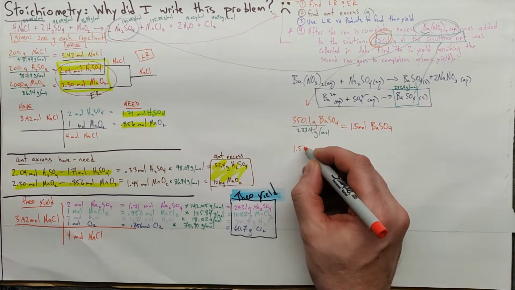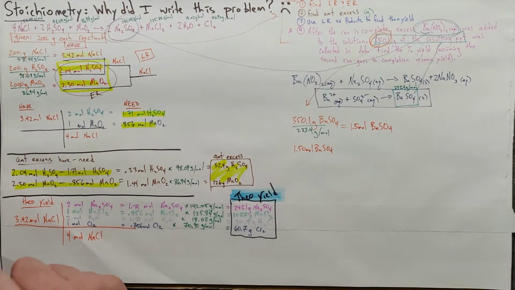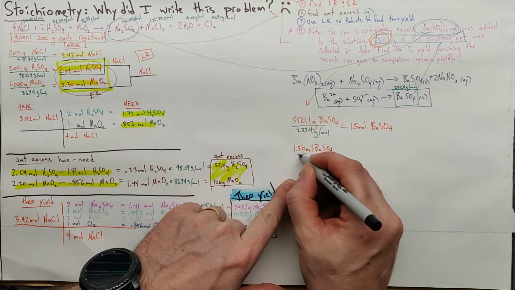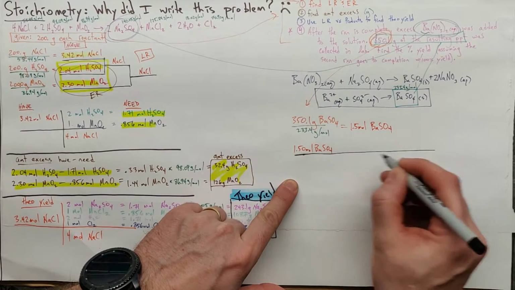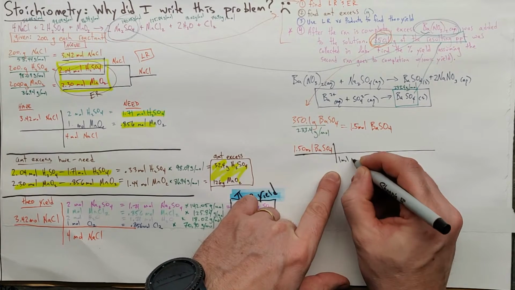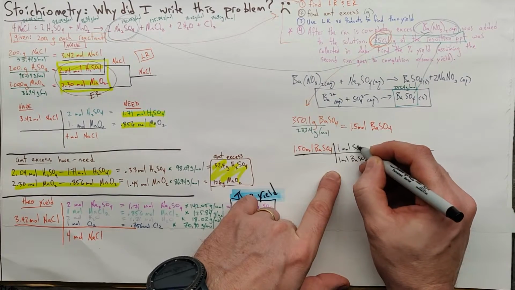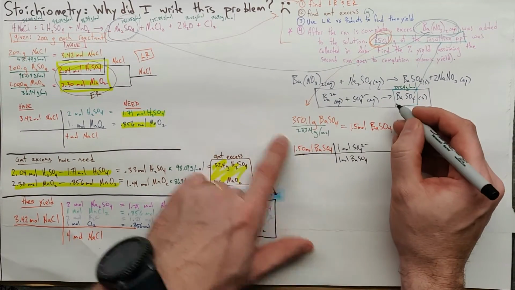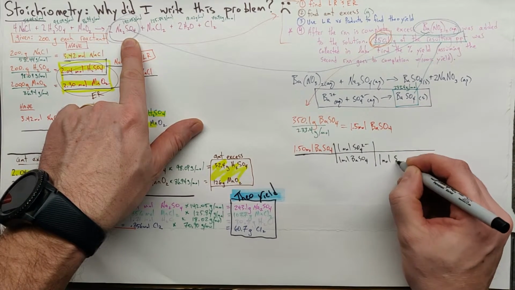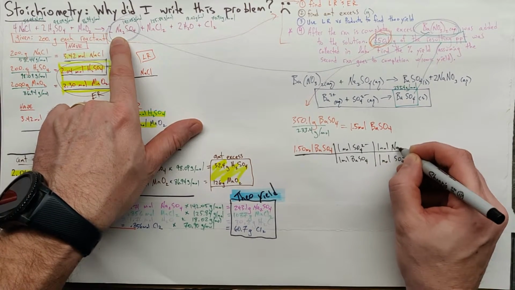We've got 1.50 moles BaSO4, and via dimensional analysis we need to somehow get back to Na2SO4. I know that for every 1 BaSO4, there was 1 mole of sulfate ions. That's what it says right there. And that's our unifying item there. For every 1 mole of sulfate ions, I have 1 mole of sodium sulfate.